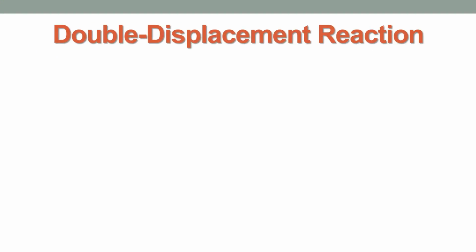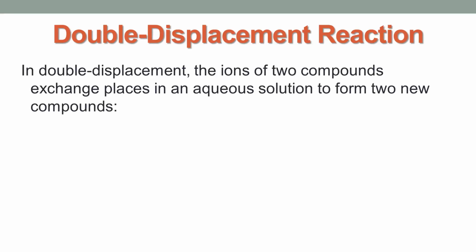Let's talk about double displacement. In a double displacement, the ions of two compounds are going to exchange places. So they're going to form two new compounds. So AX plus BY is going to make AY plus BX. A and B have completely switched places. They both arrived with one partner. They're both leaving with a different partner here.